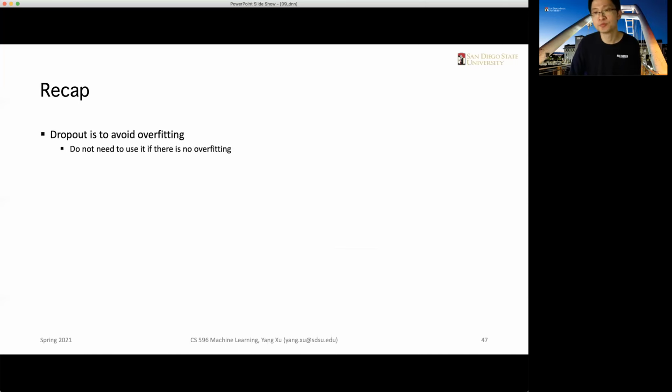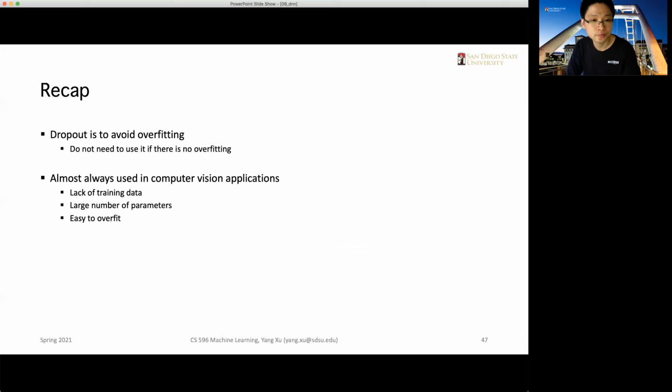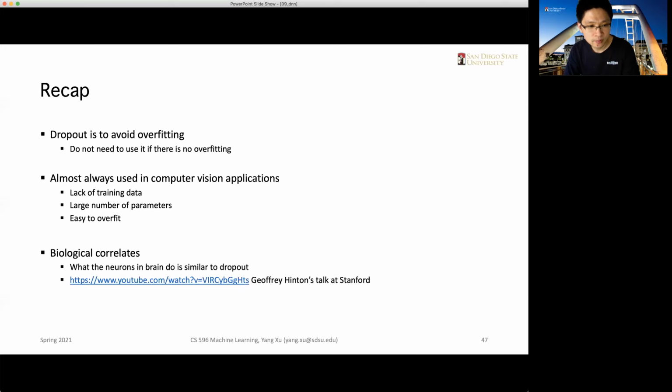So dropout is to avoid overfitting. If there's no such overfitting issue, then we probably need not use dropout. But it's almost always used in computer vision applications, okay? Because most computer vision tasks, like object detection, background segmentation and so on, usually lack training data sets. And also the models have a large number of parameters. It's very easy to overfit, okay? So it's quite common in CV tasks, okay?